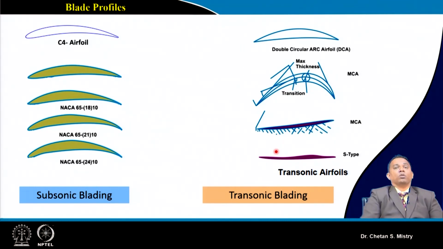Okay. So in the next session we will be discussing how these aerofoils work, how the behavior of Mach number changes within the blade passage, and how we achieve diffusion in terms of supersonic diffusion and subsonic diffusion. That is all we will be discussing in the next session.